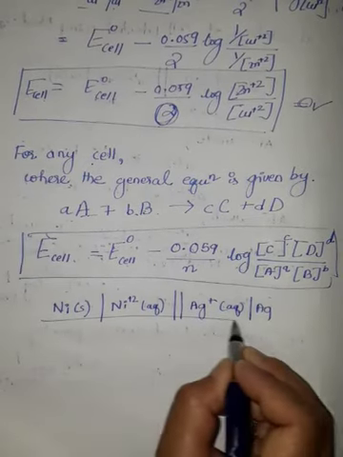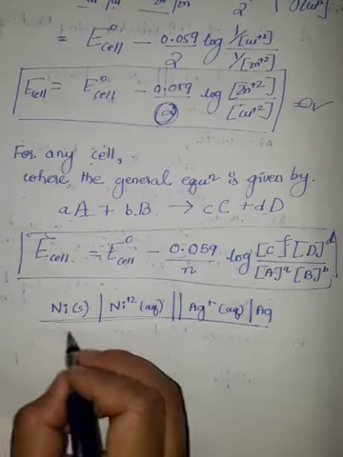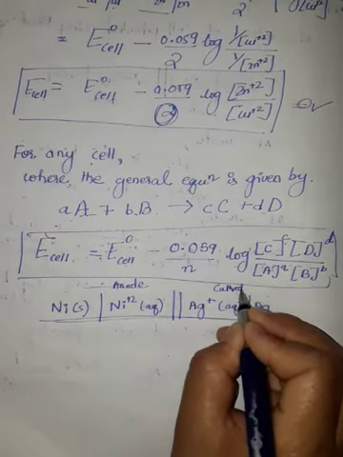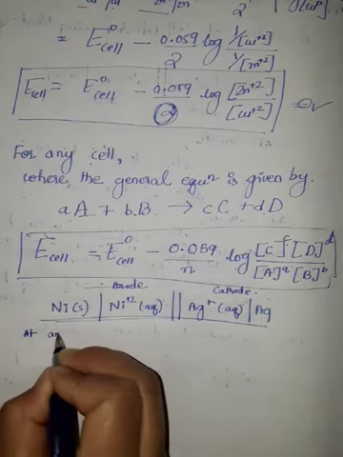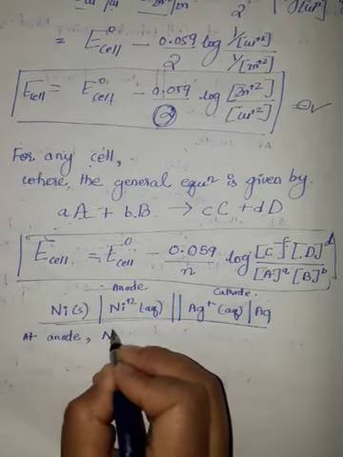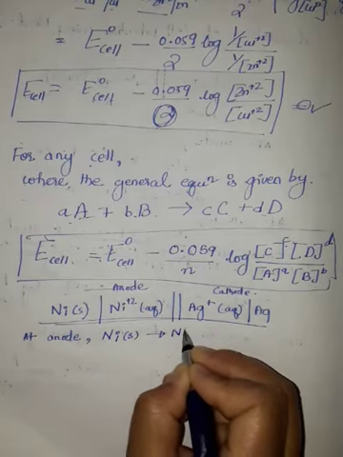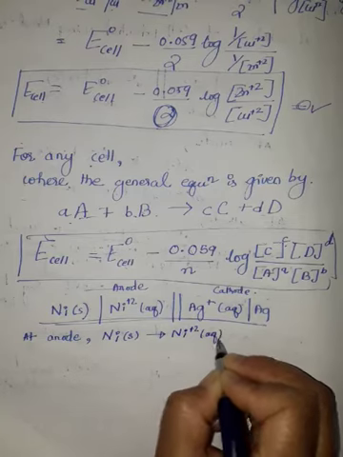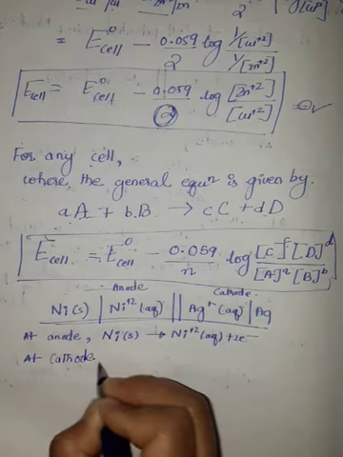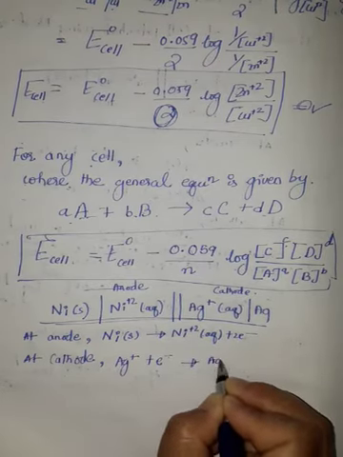Now let us take this cell and find out what its E cell would be according to the Nernst equation. This is your anode on the left side and this is your cathode. What is the reaction taking place at the anode? You need to write down the reaction to find the value of n. At the anode, oxidation: Ni gets oxidized to Ni plus 2 and 2 electrons. And at the cathode, Ag plus gets reduced after gaining 1 electron to Ag.